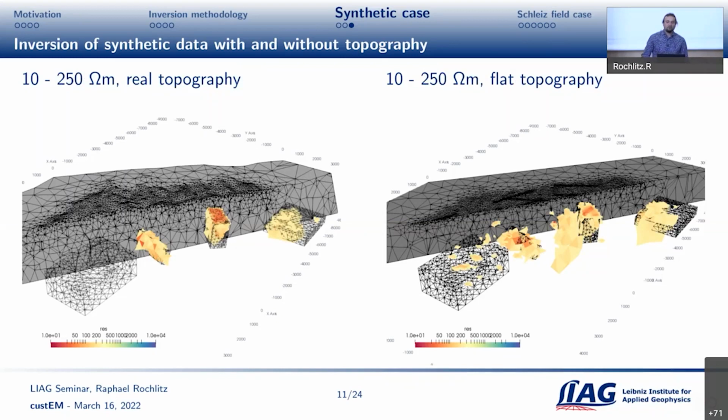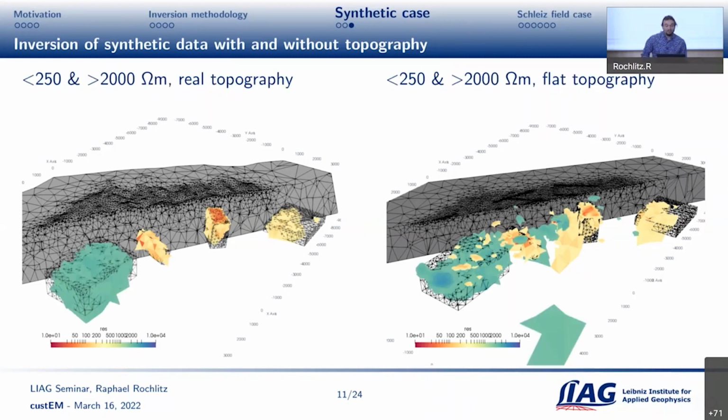So in the background of 1,000 ohm meters, this 250 is still kind of a conductor with respect to our background model, and we see that a larger conductor is formed here where none should be. Also, the surface artifacts start to appear here, and this anomaly on the right-hand side is increased to greater depths. And now we also include highly resistive values, so conductivity is up to 250 and higher than 2,000 ohm meters.